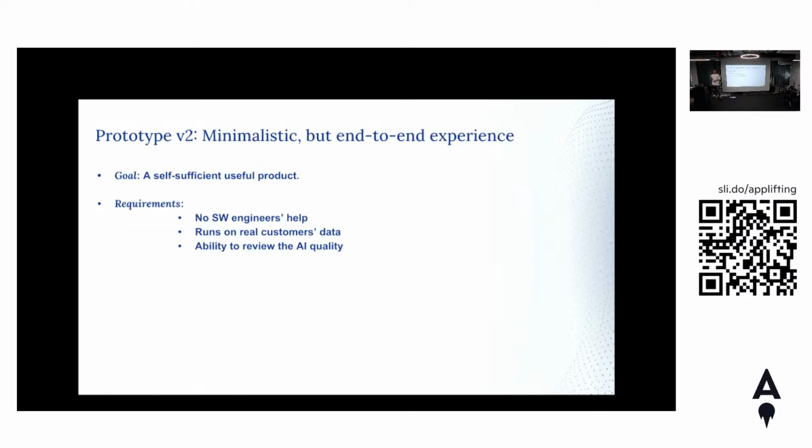Then the second version, we wanted to take all of this and build a self-sufficient product out of it. The constraints: we still had no software engineers, and we wanted to run it on actual customer data, not just a manually prepared medical record. And from the first version, the feedback from customers was very clear. They really wanted the ability to review the AI quality. Thus, they wanted hyperlinks between the summary and the source records.